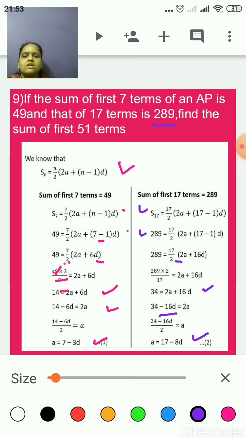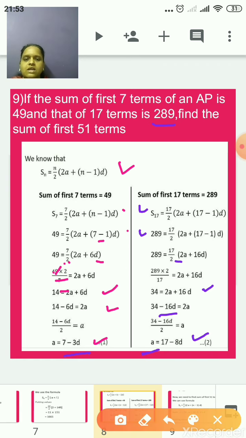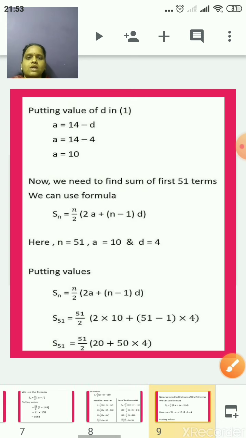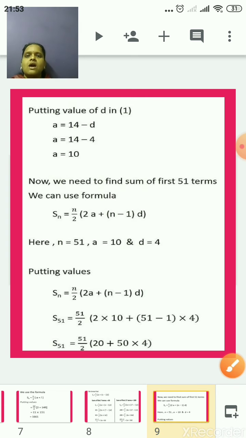So a equal to 7 minus 3d is given. So I will use a equal to 7 minus 3d and substitute, simplify the value and find the value of d here. When you substitute and simplify it, you will get the answer here as a equal to 14 minus d, a equal to 14 minus 4, and a equal to 10.